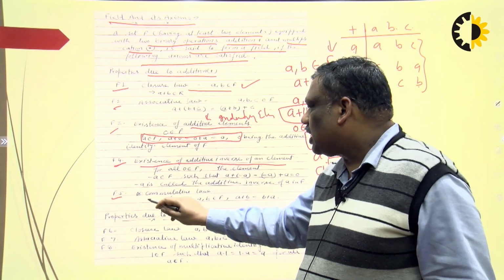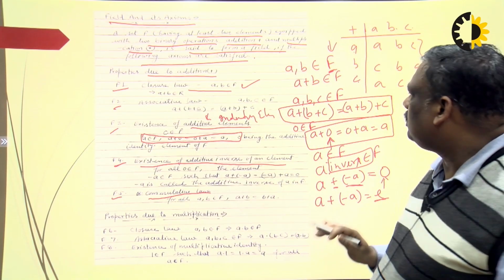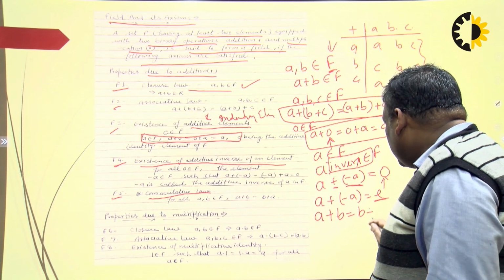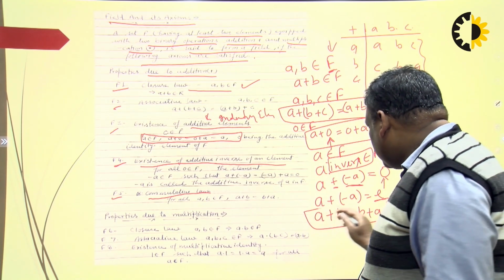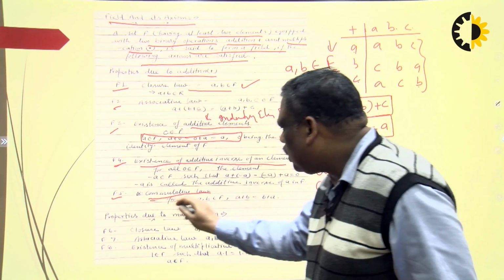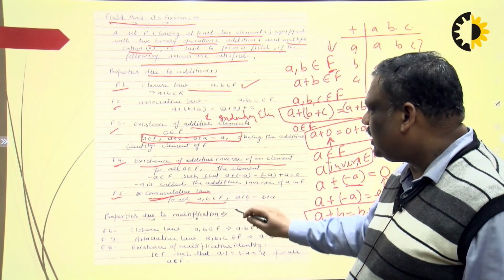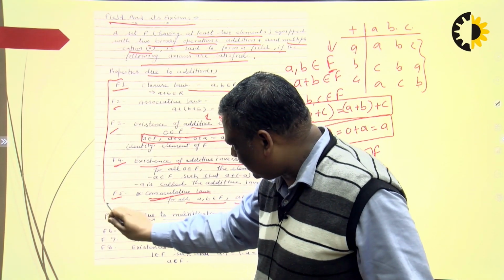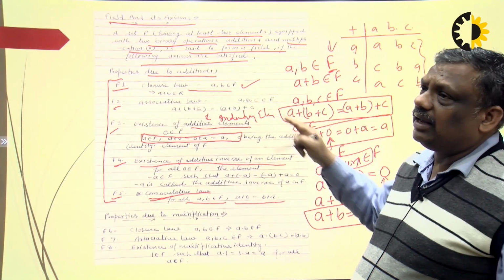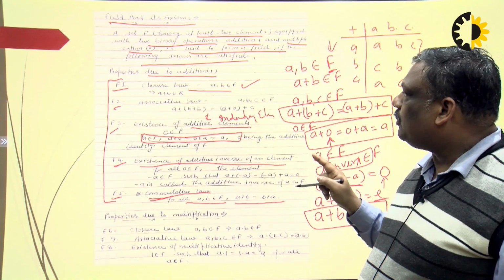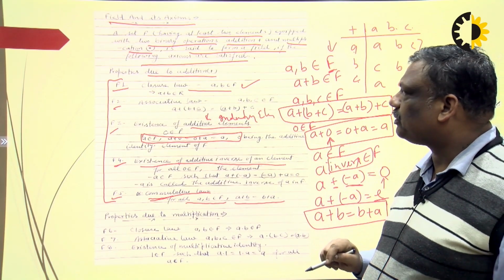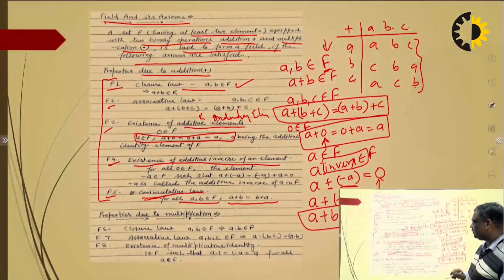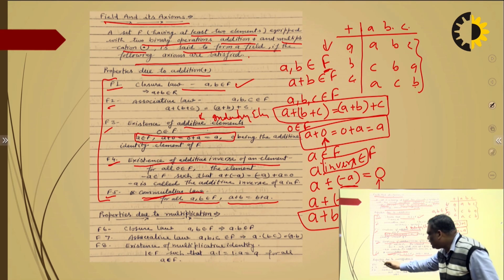And the fifth one is the commutative law. The commutative law holds that A plus B equals B plus A. In addition, it holds the commutative law, so for all A, B in F, A plus B is equal to B plus A. If the set holds these 5 properties, we can say that the given set is commutative with respect to addition, or an abelian group with respect to addition. And the next one is with respect to multiplication.